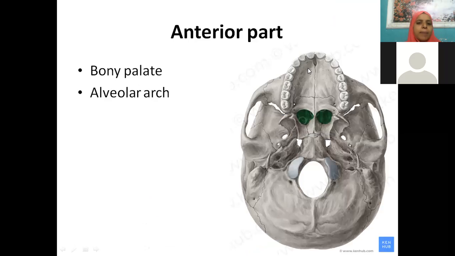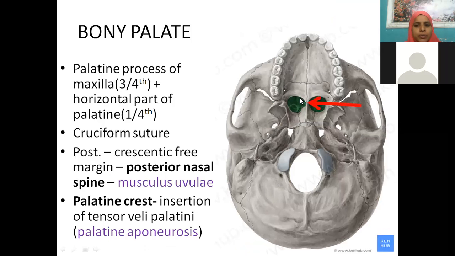This is the anterior part where we have the bony palate. This is the alveolar arch. So these are the palatine processes of the maxilla, which are forming the anterior three-fourths, and the horizontal part, that is the palatine part, which is forming the posterior one-fourth. In between, I said we have the cruciform suture. This area posterior, where I have shown you an arrow, is crescentic and it is free. Here you have a pointed margin which is called the posterior nasal spine.